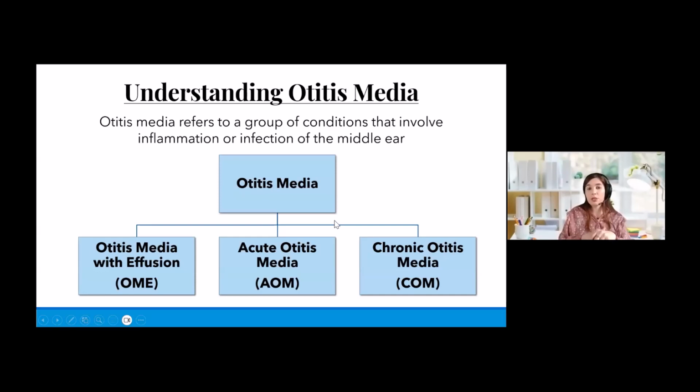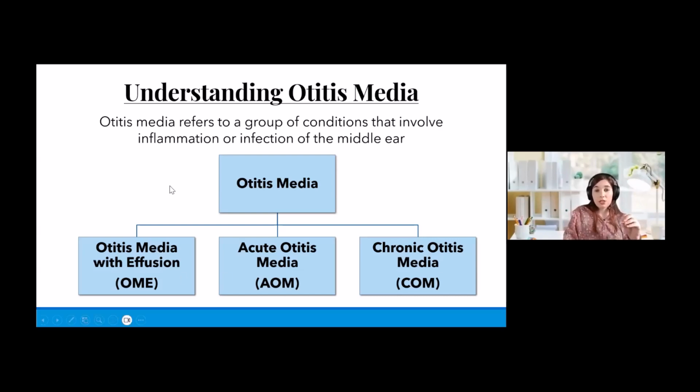Next, I just want to speak briefly about what is otitis media, because there are a few different types. As a whole, otitis media refers to a group of conditions that involve inflammation or infection within the middle ear. And if we remember back, the middle ear is that space between the outer and the inner ear with those three little bones.